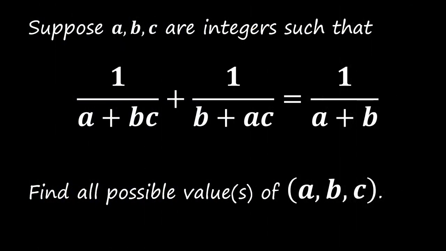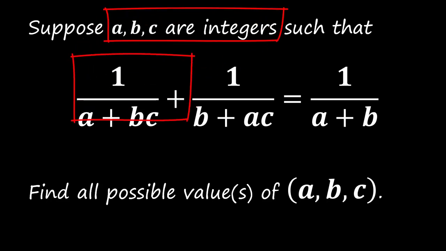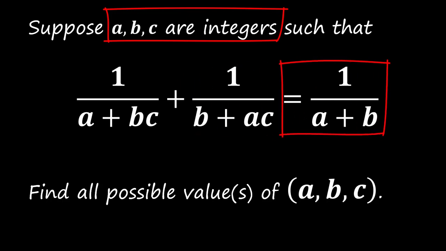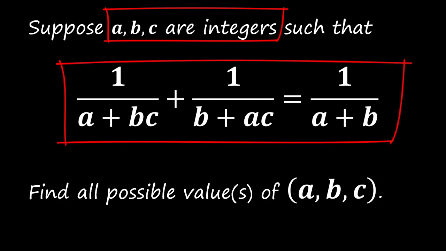beginners. Here is the problem. Suppose a, b and c are integers such that 1 over a plus bc plus 1 over b plus ac equals 1 over a plus b. Find all possible values of a, b, c.